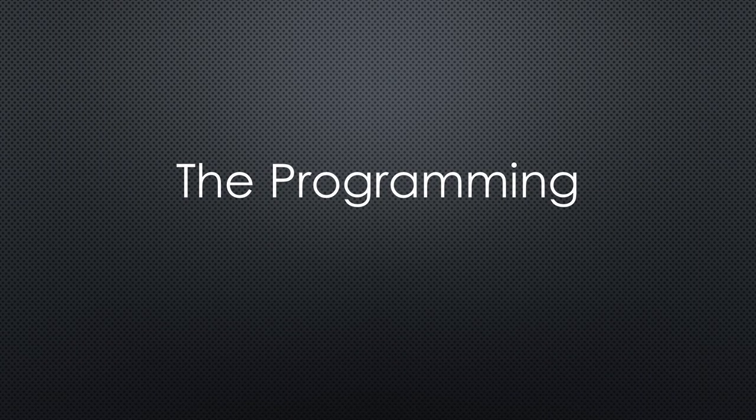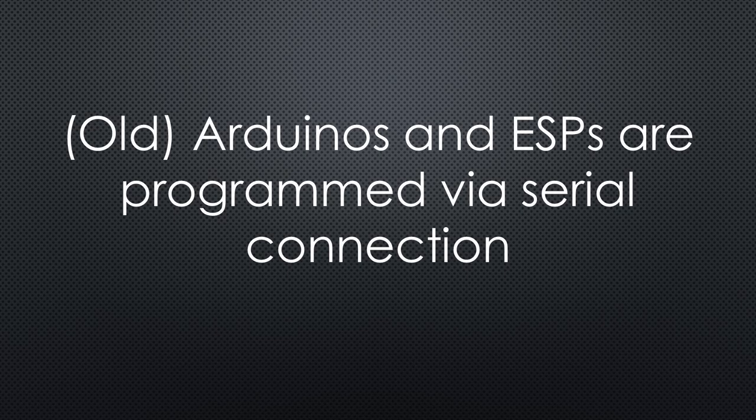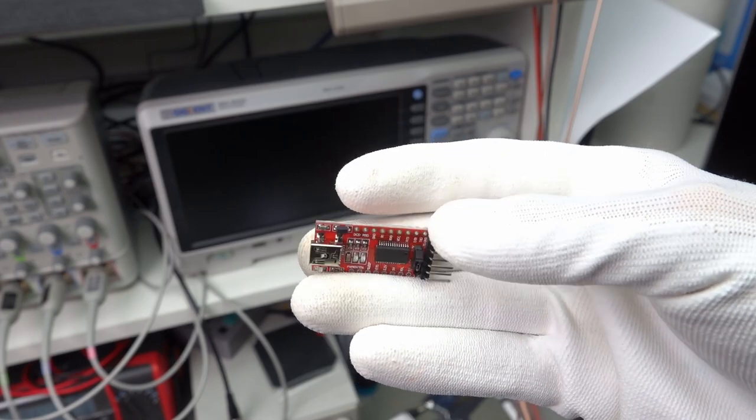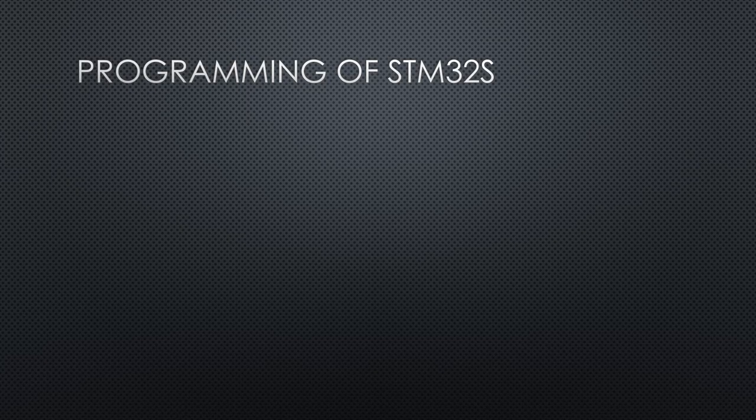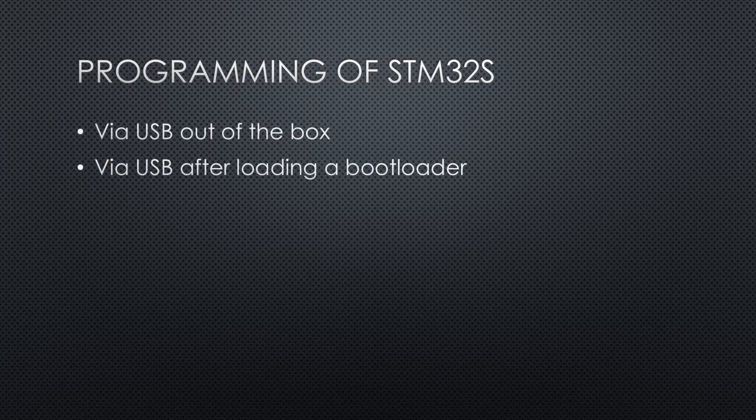How do we program our boards? Here things are straightforward with the Arduinos and ESPs. All are programmed via serial connection. Most boards have a USB to serial adapter on board. Some of them not. Then you need a USB to serial adapter, sometimes also called FTDI adapter. The STM32s are different. Some of them can be programmed via USB right out of the box, others need a bootloader which you have to install when you get them, and if you break them.